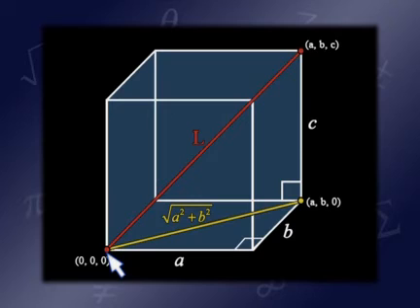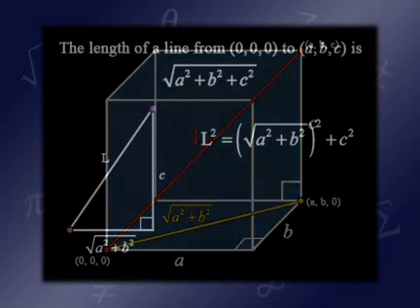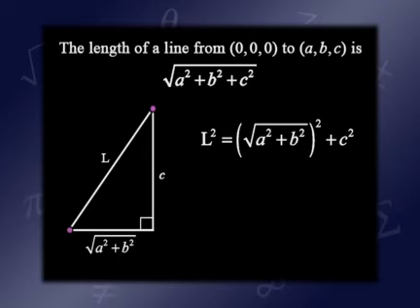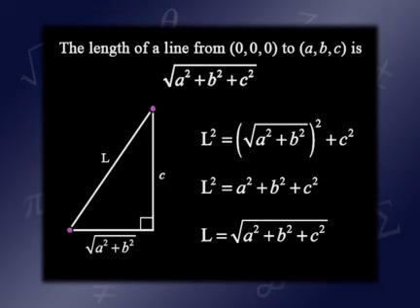So the length that we're interested in is going to satisfy L squared equals the square of the square root of a squared plus b squared, plus c squared. But when you square a square root, the square root goes away, and we're left with a squared plus b squared plus c squared. In other words, the length of that line is the square root of a squared plus b squared plus c squared, which is a very attractive looking formula. The length of a line from 0, 0, 0 to ABC is the square root of a squared plus b squared plus c squared.